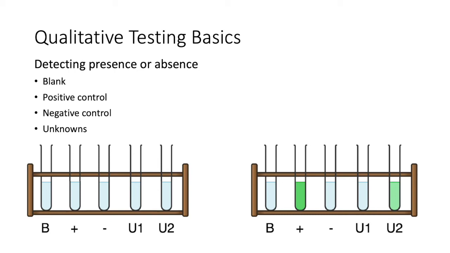When you look at unknown 2, you can see that it changed color from clear and colorless to a pale green color. Because it changed color, and it ended up as the same color as your positive control, this indicates the presence of your target substance. Sometimes you're able to take a qualitative test and convert it into a really bad quantitative test. Because the color of the unknown sample was much fainter than that of the positive control, you could conclude that the concentration of your substance in the unknown was less than the concentration in your positive control.